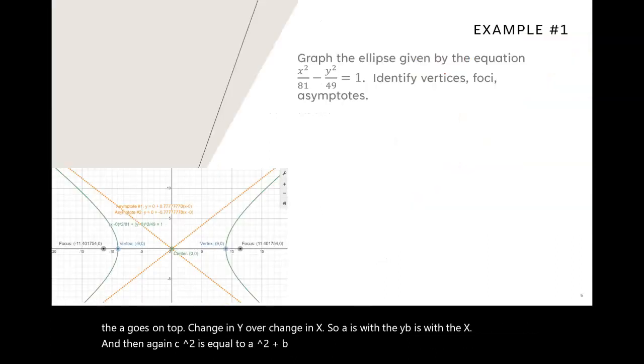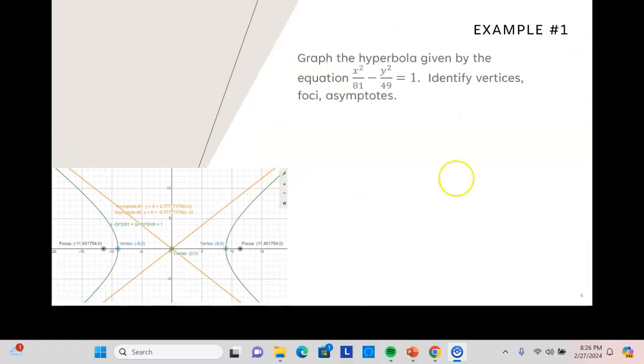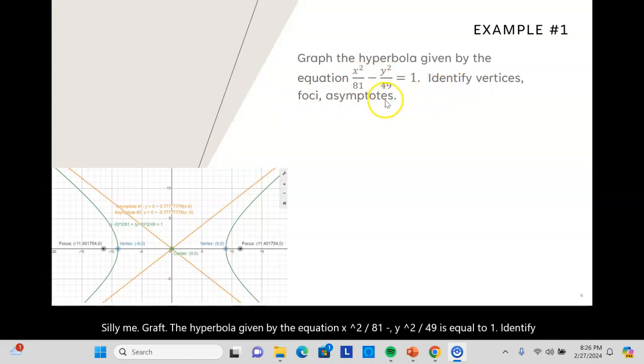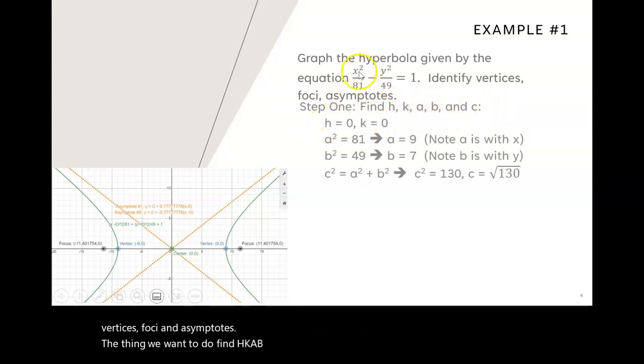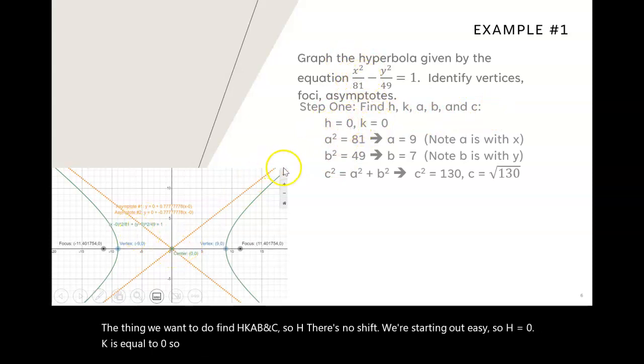So let's start with a couple of simple examples that are not shifted. Silly me, graph the hyperbola given by the equation x squared over 81 minus y squared over 49 is equal to 1. Identify vertices, foci, and asymptotes. So, first thing we want to do, find h, k, a, b, and c. So h, there's no shift. We're starting out easy, so h equals 0, k is equal to 0. So the center is at 0, 0.